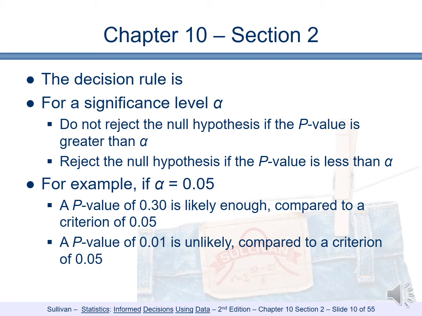So here's the decision rule. For a significance level of alpha, do not reject the null hypothesis if the p-value is greater than alpha. Reject the null hypothesis if the p-value is less than alpha. Look at that again, that's very important. Do not reject if the p-value is greater than alpha. Reject if the p-value is less than alpha. Okay, for example, if alpha is 0.05, a p-value of 0.3 is likely enough compared to 0.05, but a p-value of 0.01 is unlikely compared to 0.05.